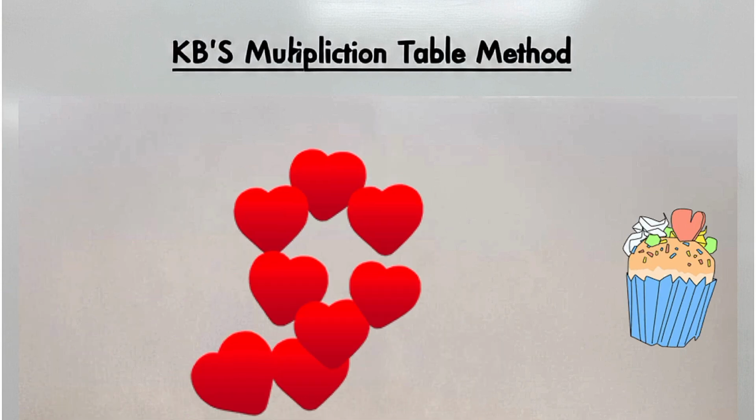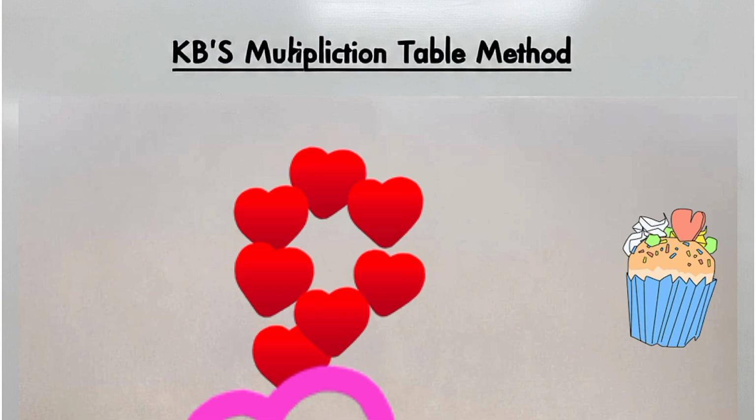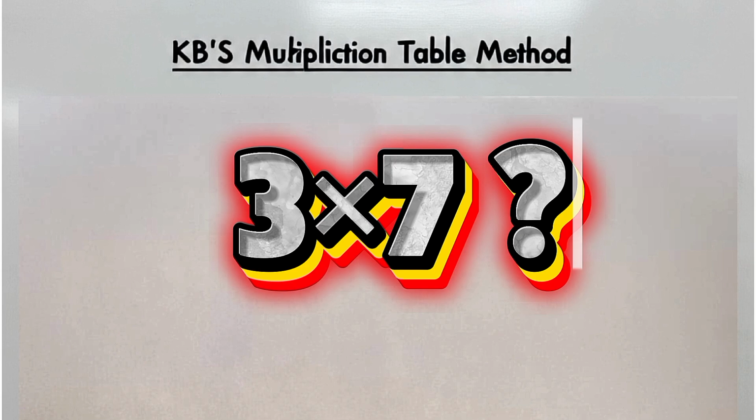Now, it's your turn. What is 3 times 7? Set aside 7 counters, recite the multiplication table, and see what you get.